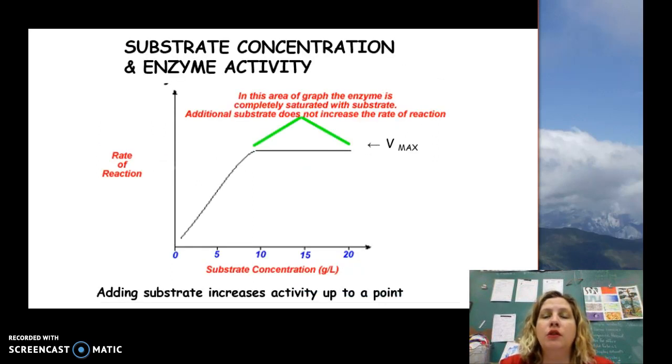Okay, so substrate concentration and enzyme activity. As you see, adding substrate increases the activity up to a point. As we increase the concentration of the material, we will increase the rate of reaction. Then at a certain point, no matter how much substrate we continue to add, we're not going to get additional rate of reaction because the enzyme is completely saturated. So you cannot increase the speed of the rate of reaction further than that. So that's our Vmax.